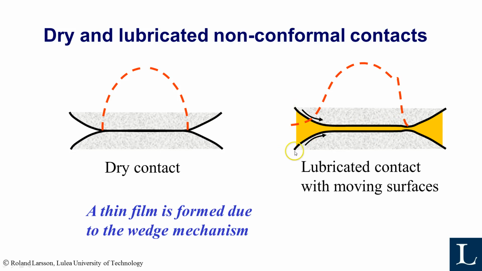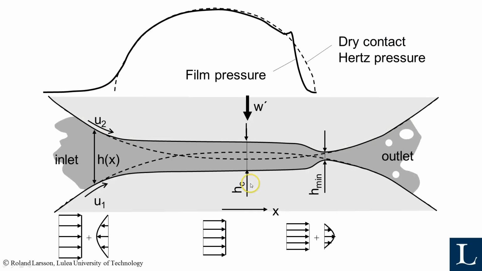You remember from lubrication theory that a wedge must be formed, and here you can see that you have a wedge, a bigger inlet than the outlet, and a pressure is formed, a pressure which is pretty similar to the dry Hertz contact. This is maybe a better picture of this. Again, the solid line here is the new hydrodynamic pressure formed in the lubricated contact, while the dashed line here is the dry Hertz contact pressure.